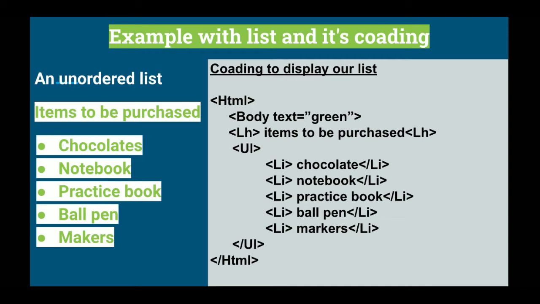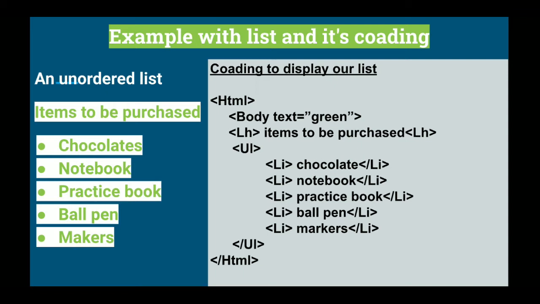On the right hand side is the coding to display our list. First our coding will start with the HTML tag. Then directly we use the body tag, and here you can see the text color is green. That is why along with the body tag I am using the text attribute and the value is green. Then the LH tag, which stands for list heading, and here we specify the list heading, that is items to be purchased. And then the opening UL tag.